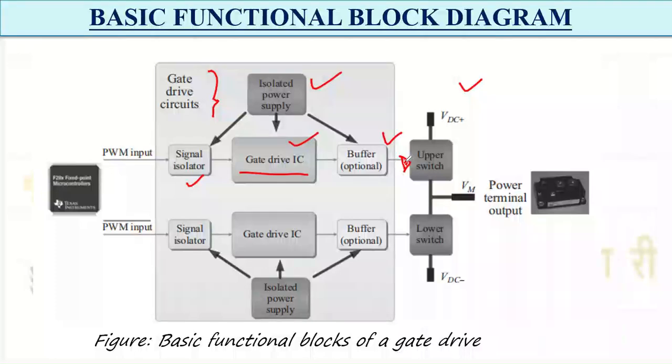Okay, so you just keep these names in your mind: what is the basic block diagram of the gate drive, and what are the components inside the gate drive circuit. A signal isolator is there, an isolated power supply is there, a gate driver IC is there, and my buffer is optional. Okay, so this is the basic functional block of the gate drive. So far you have learned about the basic functional block diagram. Now we will move forward.